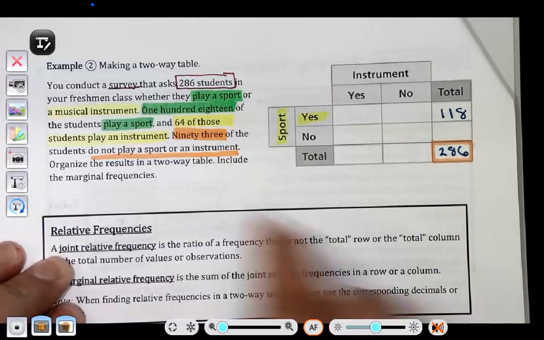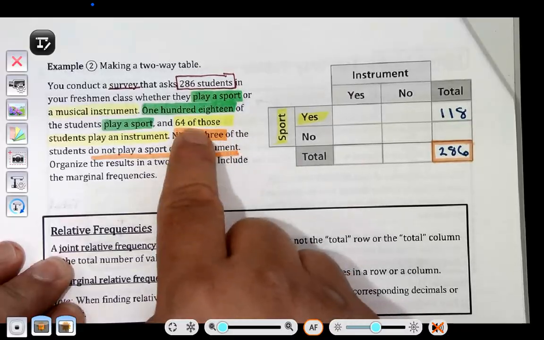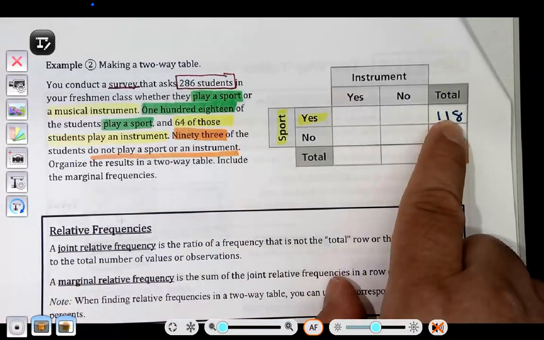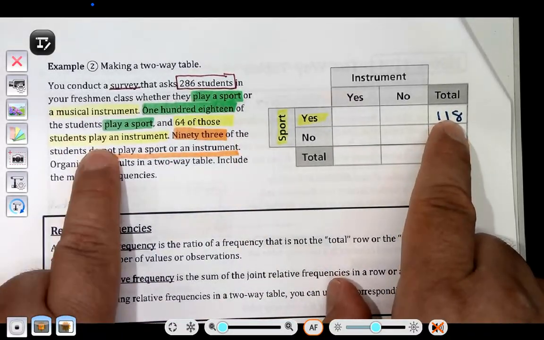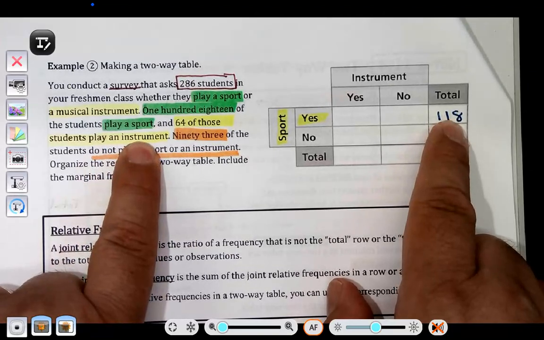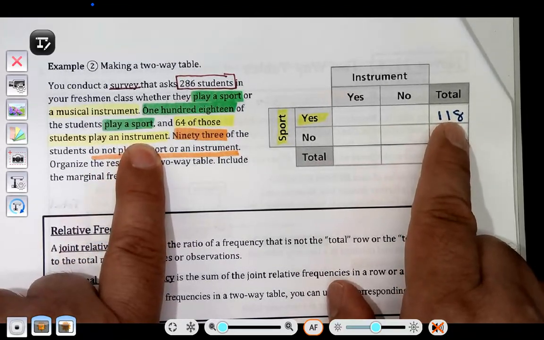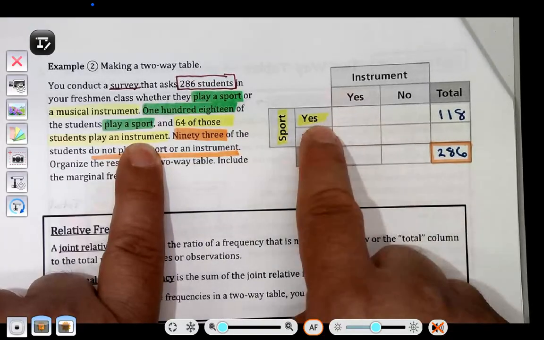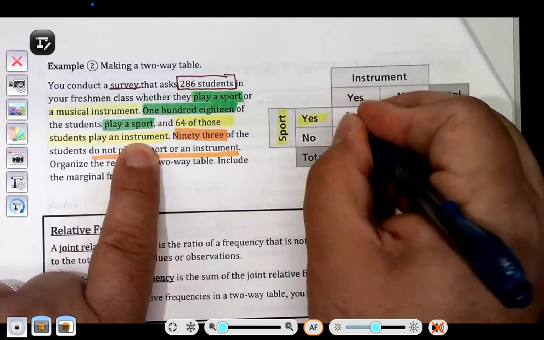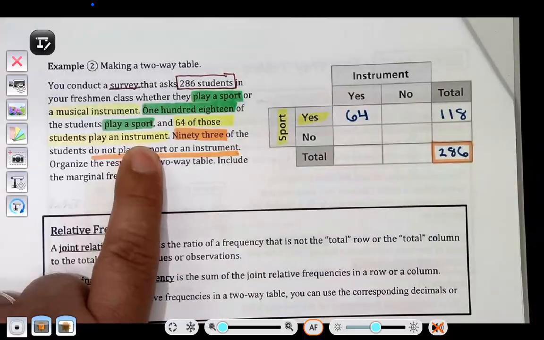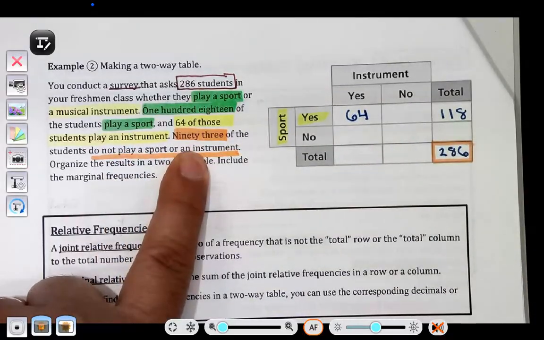Okay. 64 of those, so I'm talking about the 118, 64 of those play an instrument also. So where am I writing the 64? Under the yes for that one, right? So there's the 64.